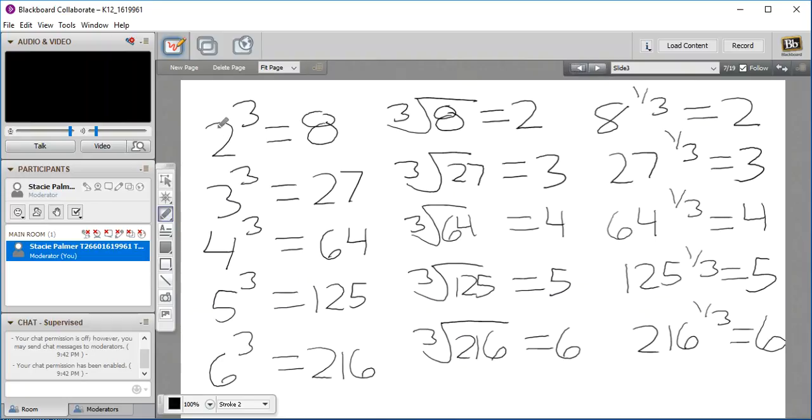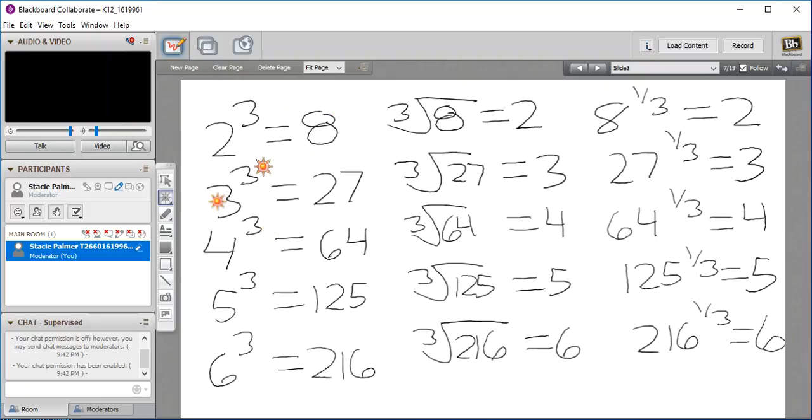Exponents can also be a 3. So we would call this cubed. So if we take 2 and we raise it to the 3rd power, that means we are going to multiply 2 by itself 3 times. So 2 times 2 times 2 equals 8.